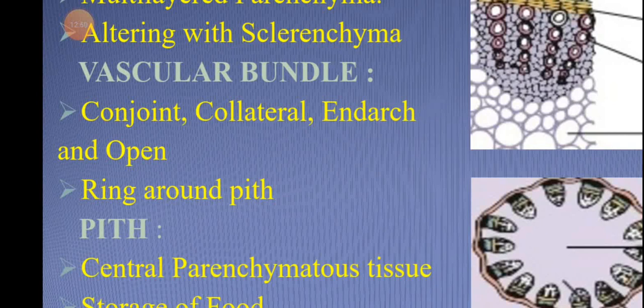But in a radial vascular bundle, xylem is present in one radius, phloem in another radius. In a round vascular bundle, xylem and phloem are present in different radii, that is called a radial vascular bundle. But here the xylem and phloem are present in the same line, that is conjoined. The next one, collateral. Phloem lies towards the outer side, xylem lies towards the inner side or towards the center, that is collateral. Then endarch.